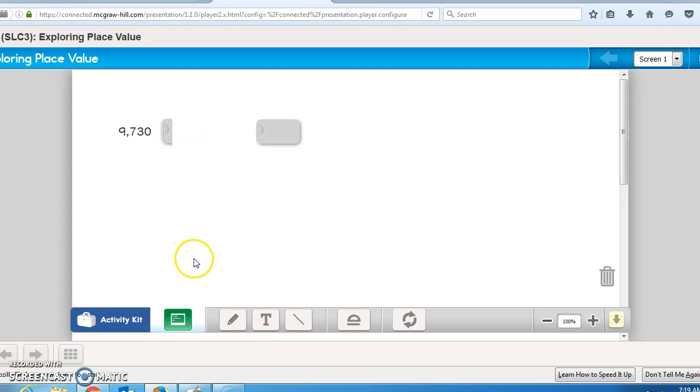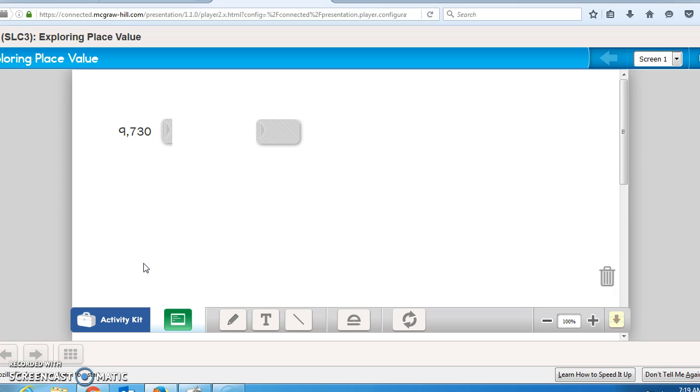Your answer should have been 9,730. Which digit is in the ones place? 0. Which digit is in the tens place? The number 3. Which digit is in the thousands place? The number 9.